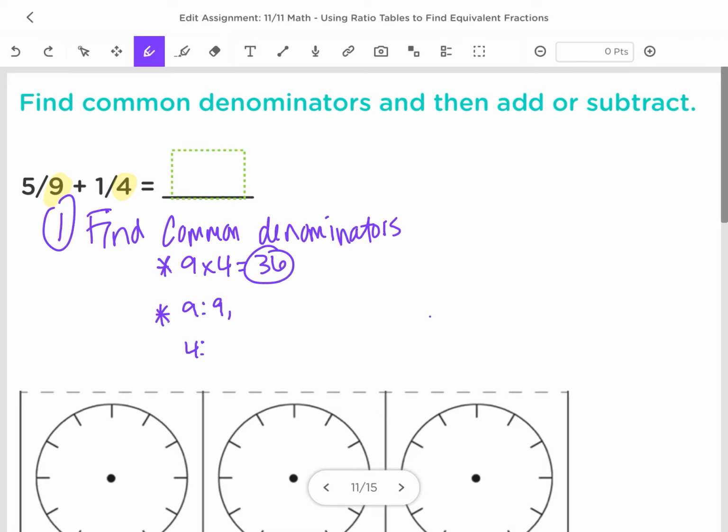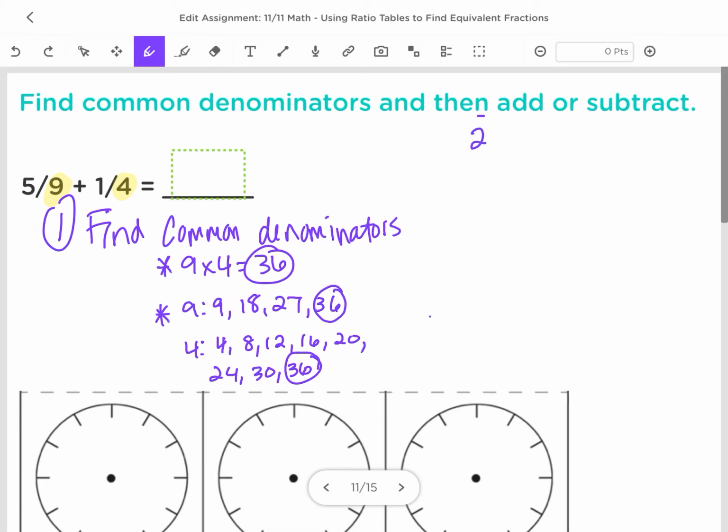When I'm finding my multiples, I'm simply just multiplying. So 9 times 1 is 9. 9 times 2 is 18. 9 times 3 is 27. 9 times 4 is 36. Same thing with 4. I'm counting by 4s. Okay, I noticed right off the bat that my lowest common multiple is 36. So there's going to be my common denominator.